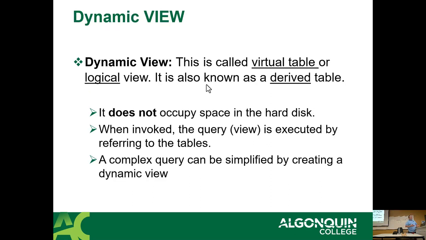So a dynamic view is also known as a virtual table. Some people call it a derived table. Sure, it's a virtual table, yes. Derived table is arguable. The thing is, it doesn't occupy any extra room because all it's occupying is a space to store the query. When you run it, it executes right away and refers to all the tables. And obviously, you can simplify a complex query.